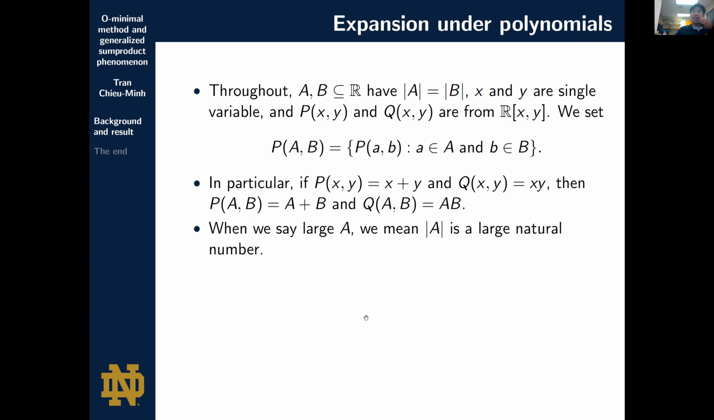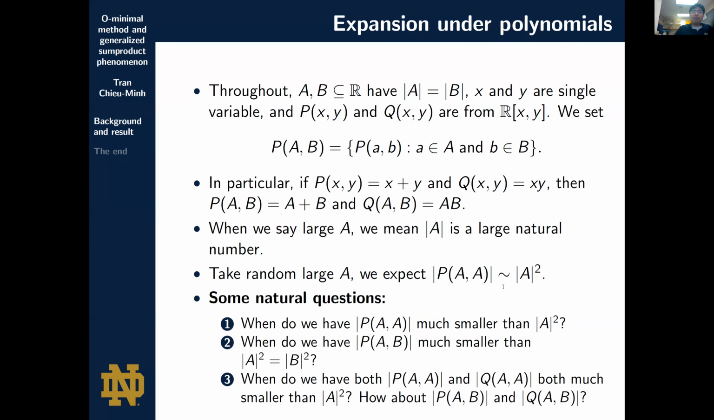When I talk about large A, we really mean that the cardinality is large as a natural number. If you take a random set A, it is pretty unlikely that for two pairs of elements, little a and little b, and A prime and B prime, the images under P are the same. So one would expect that the size of the image of A under P would be roughly |A| squared.